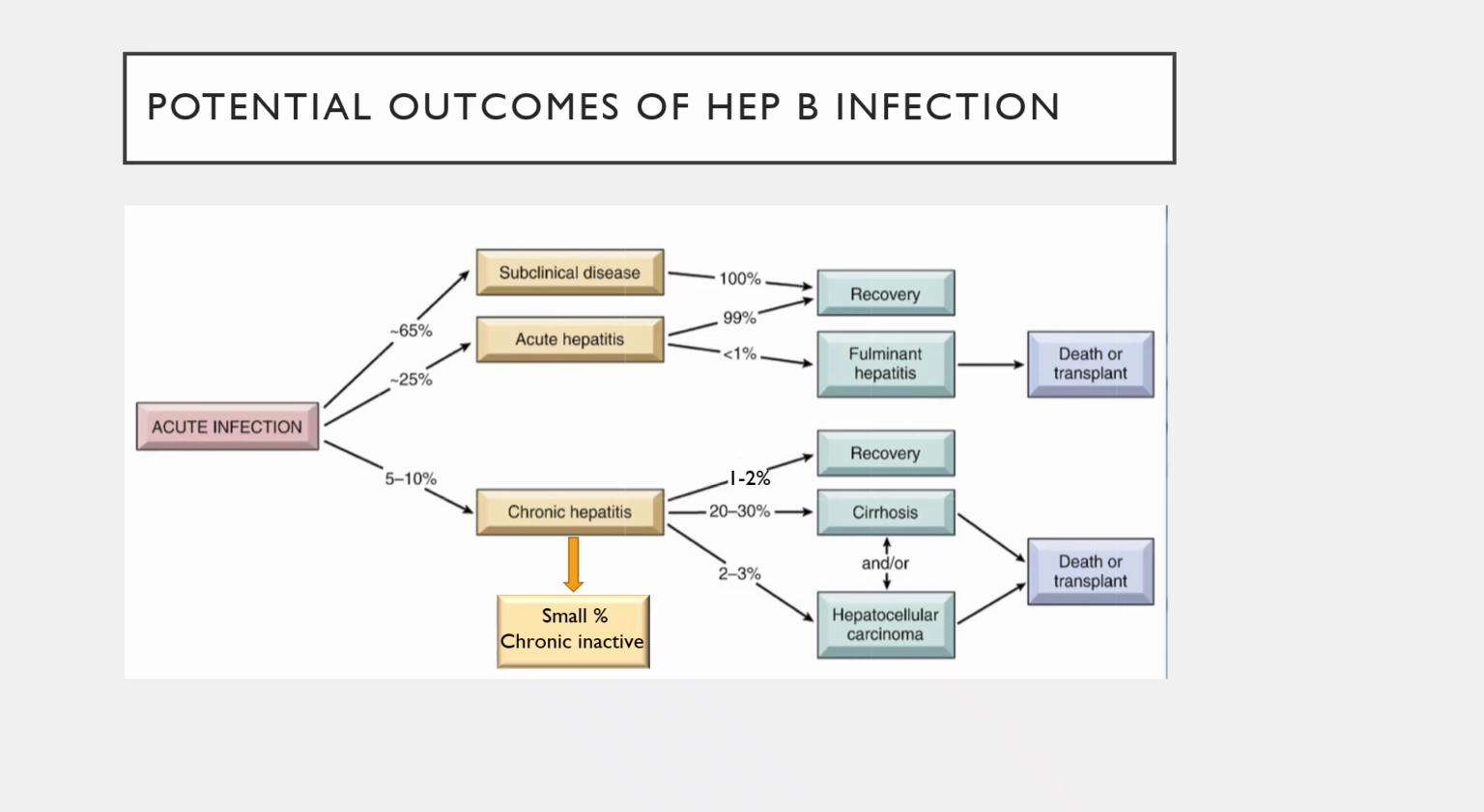Then there's the small but important group. So about 5 to 10% progress to chronic hepatitis. Now once someone is chronic, several pathways open. Some remain inactive carriers, some progress to cirrhosis, and some develop hepatocellular carcinoma. And unfortunately, some require transplant. Notice something critical here. Liver cancer can develop with or without cirrhosis in hepatitis B. That is somewhat unique and clinically very important.